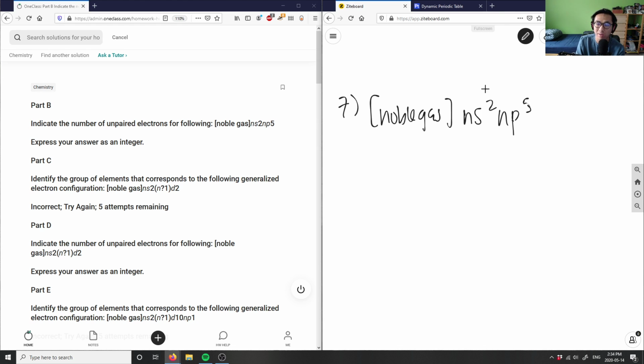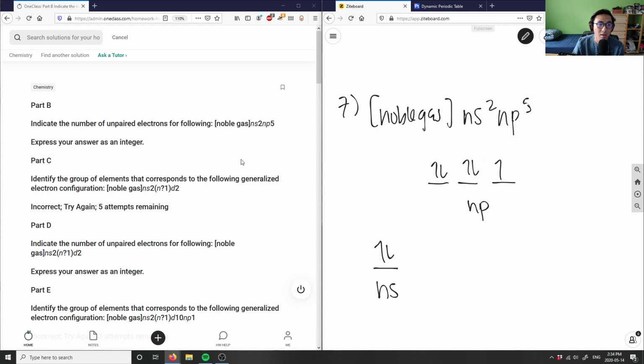Well, if you draw the energy level diagram here, I have my ns, where n is basically our principal quantum number. It has 2, which is good, so this is fully filled. And then I have np5 here, and these are going to be my np orbitals, and I have 5. So I have 1, 2, 3, 4, and 5.